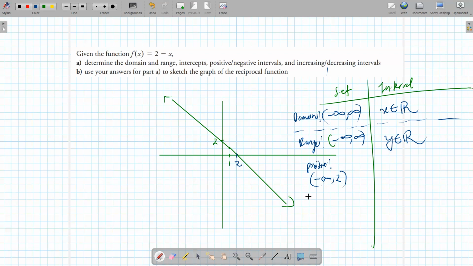What about the negative interval? Where is the function negative?